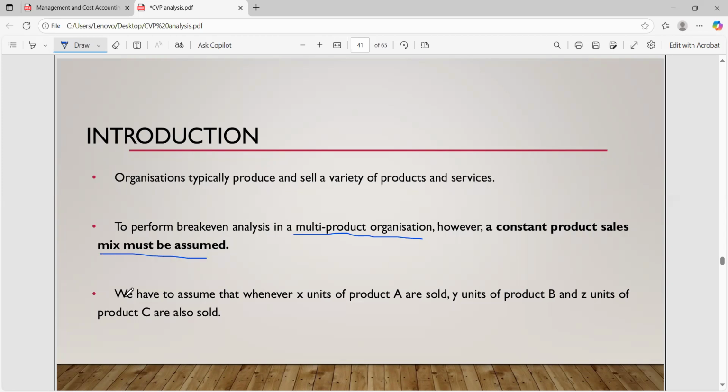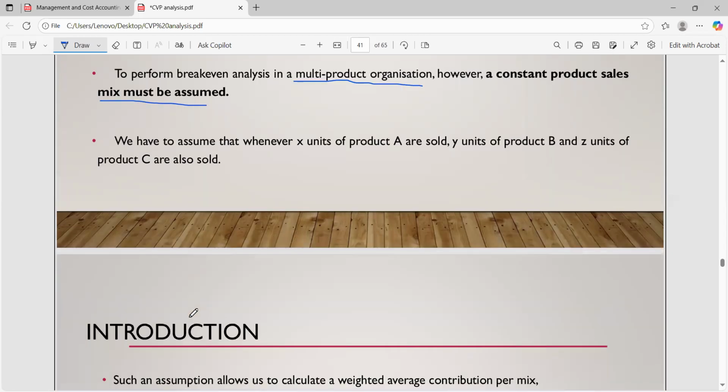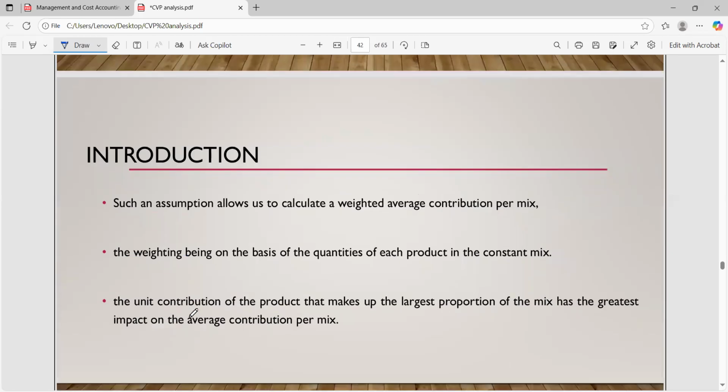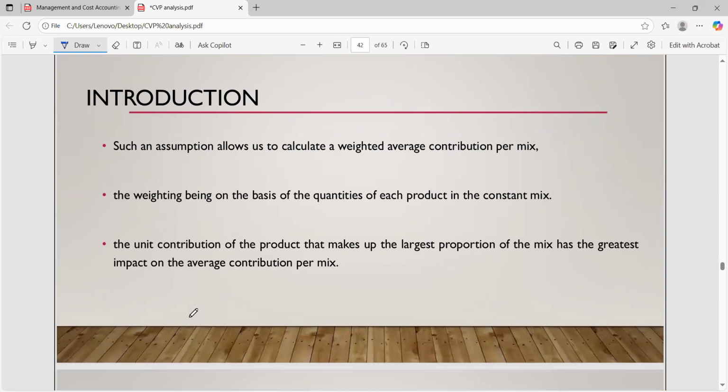We have to assume that whenever X units of product A are sold, Y units of product B and Z units of product C are also sold. Such an assumption allows us to calculate a weighted average contribution per mix. The weighting is on the basis of the quantities of each product in the constant mix. The unit contribution of the product that makes up the largest proportion of the mix has the greatest impact on the average mix.